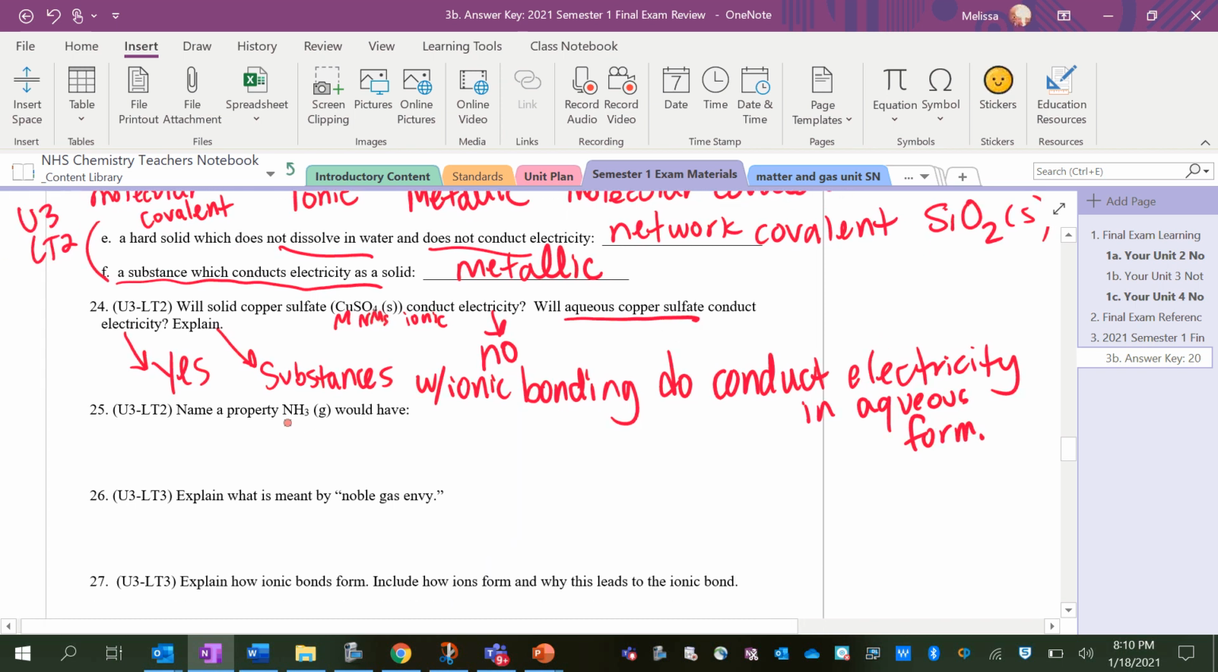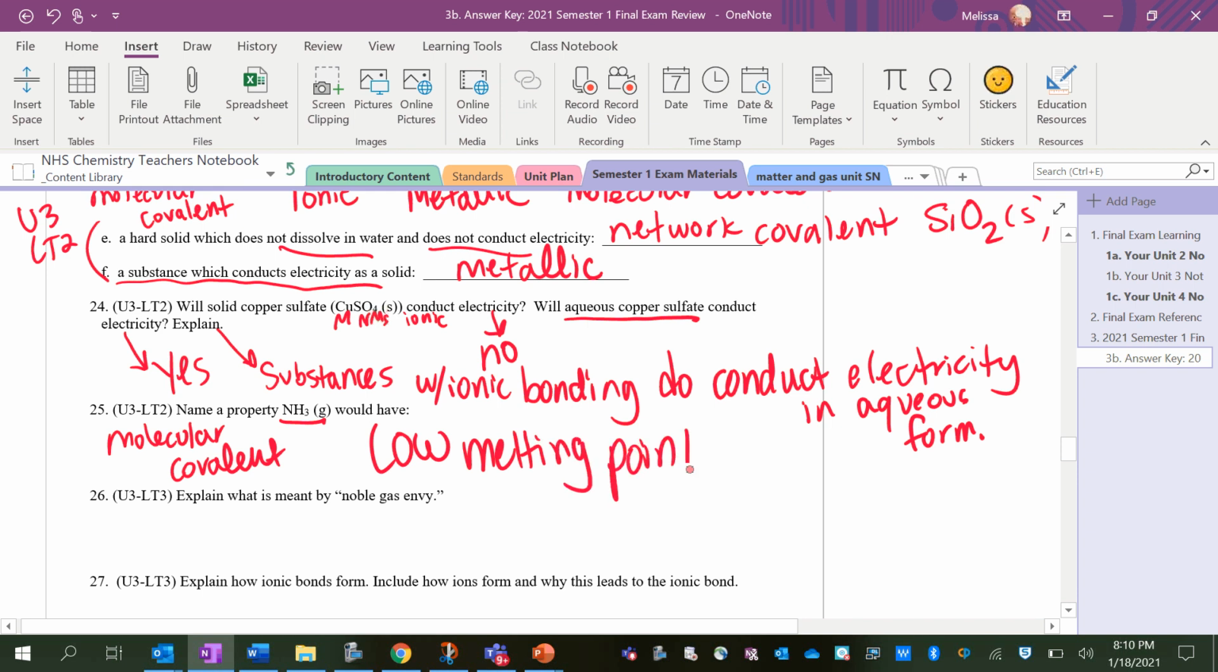Name a property NH3 gas would have. So this is something with molecular covalent bonding. And one thing that really sets them apart is they have low melting points. That's why it's a gas, because it didn't take much energy for it to turn from a solid to a liquid to a gas.